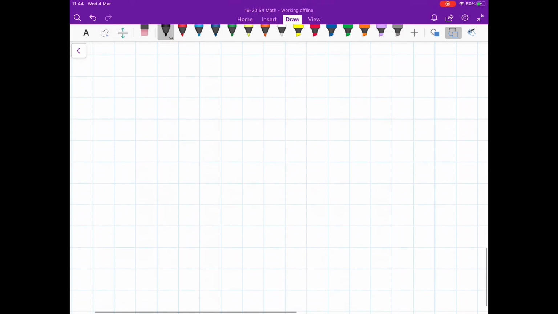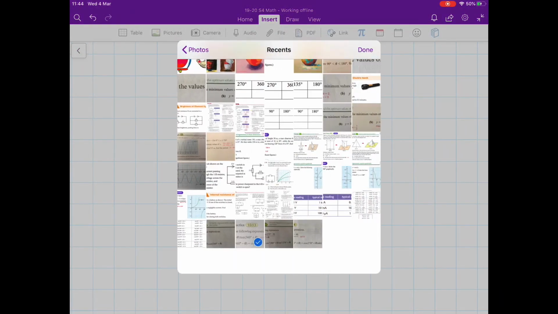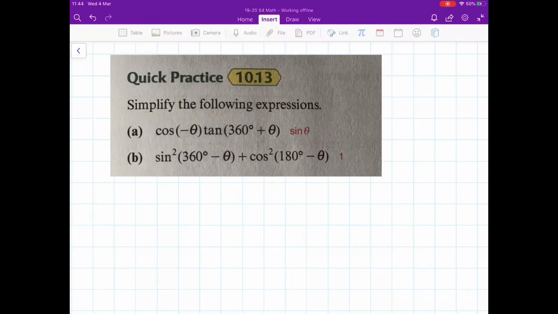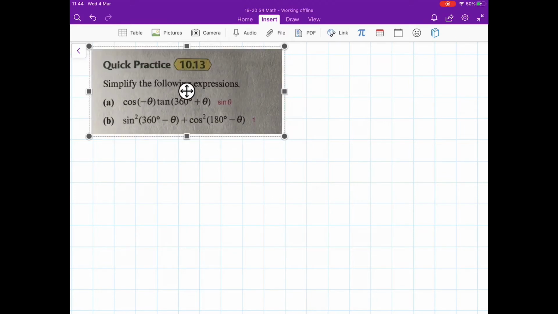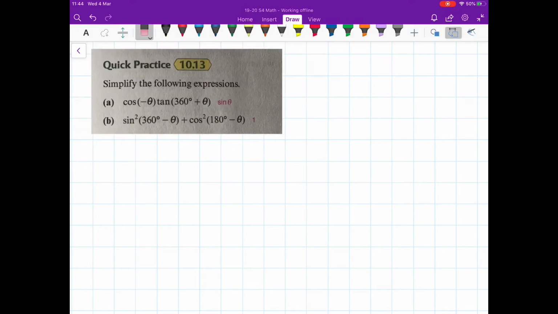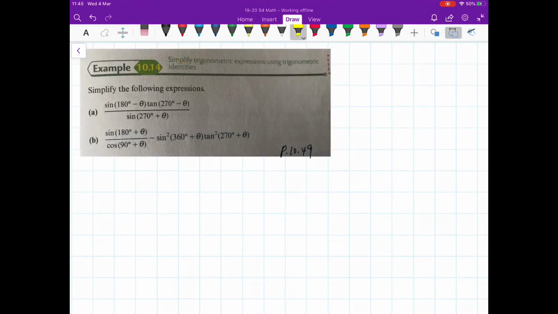Okay, so now please help me to finish quick practice 10.13, and then I will give you another example. The second example is example 10.14 in your textbook, page 10.49. Please put a star for question B, as it is difficult.